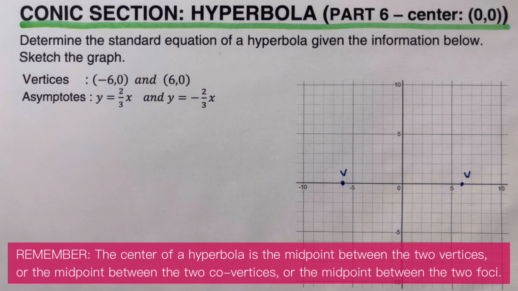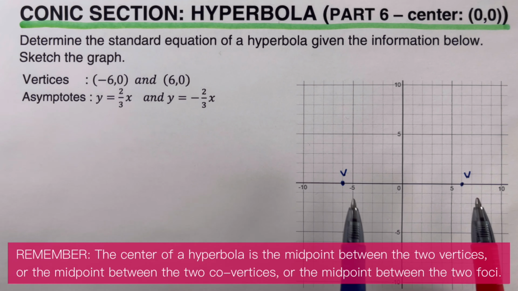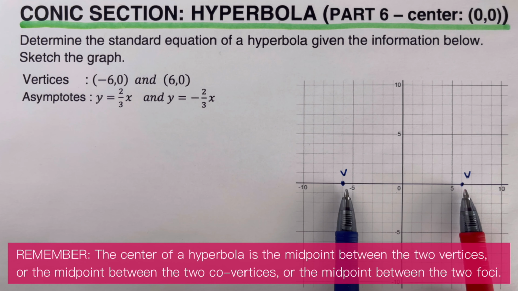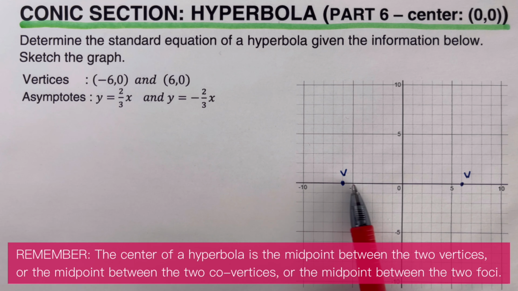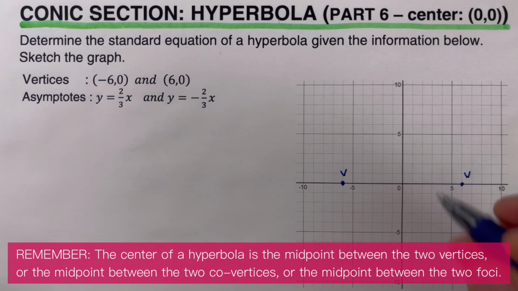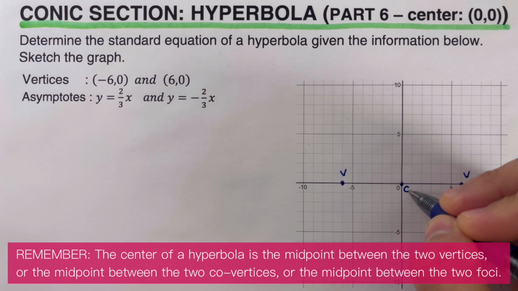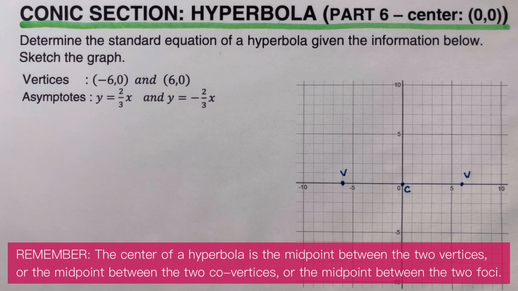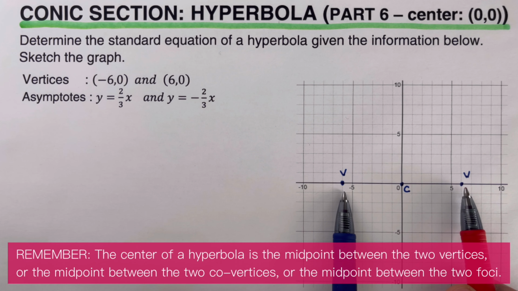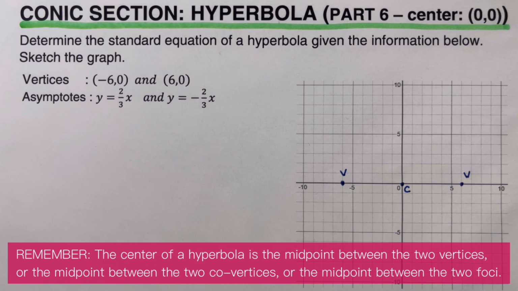Now, we remember that the center of the hyperbola is the midpoint between the two vertices, the midpoint between the two co-vertices, or the midpoint between the two foci. In this case, the midpoint between these two vertices is at the point of origin, or at 0, 0. So I'm going to label that as letter C. Since these two vertices are horizontal relative to each other, this hyperbola is an example of a horizontal hyperbola with center at 0, 0, or at the point of origin. So I'm going to write that information up here.